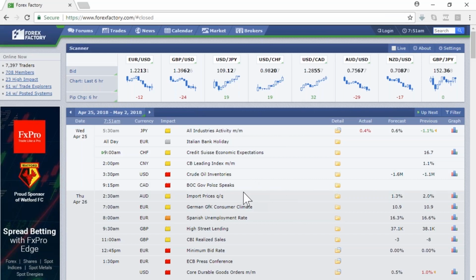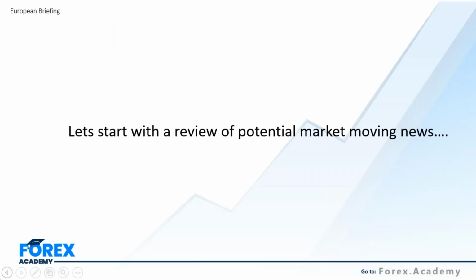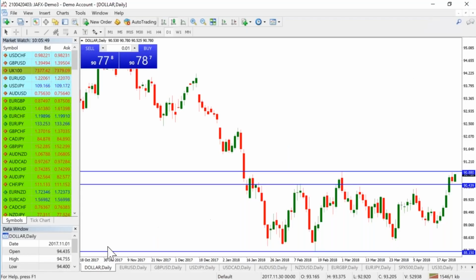Probably not of any major consequence, but if you are trading the Canadian dollar, you might want to be aware that the governor of the central bank is speaking at 9:15 p.m. GMT. So as you can see, not an awful lot going on today, but we will keep a close eye on the crude oil inventories at 3:30. And if you're trading the Canadian dollar, you would just be aware that you might experience some volatility at 9:15. Okay, so that's a little review of the news.